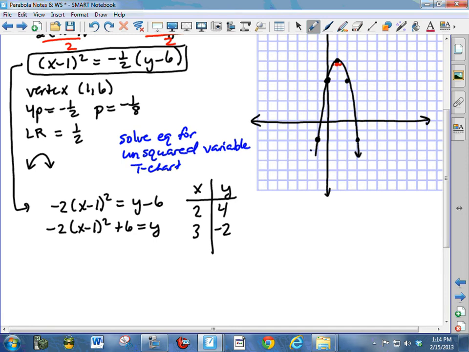And the directrix is actually just on the other side of the vertex, 1/8 of a unit away. So there's the directrix, very, very close. And that's the end of this video.